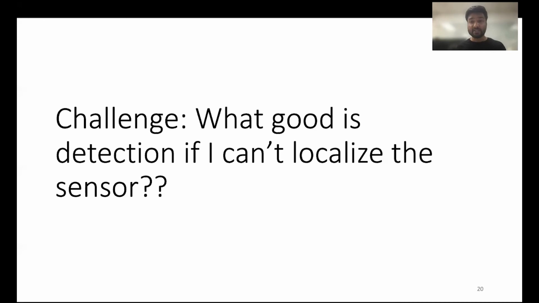Even if we detect the presence of a device snooping on us, what good is it unless we can physically locate the device? In the following section, we describe how we can localize a camera. Please read our paper to know more about localization of other sensors.